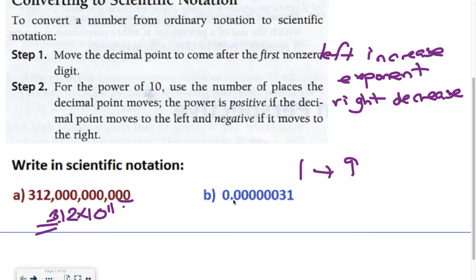So I'll count for you guys again. 1, 2, 3, 4, 5, 6, 7. But because it was to the right, it's a decrease, so it's not going to be a +7. It's going to be a -7. Notice again that the value in front of the decimal is 1 through 9.